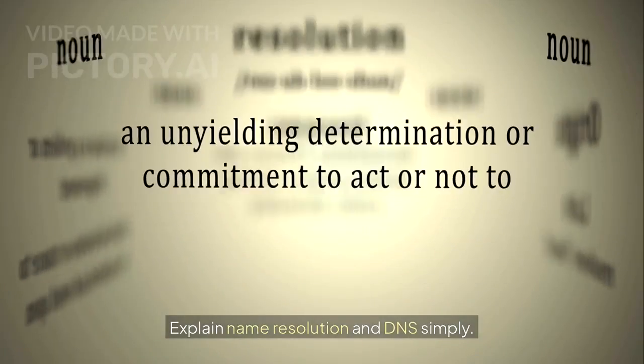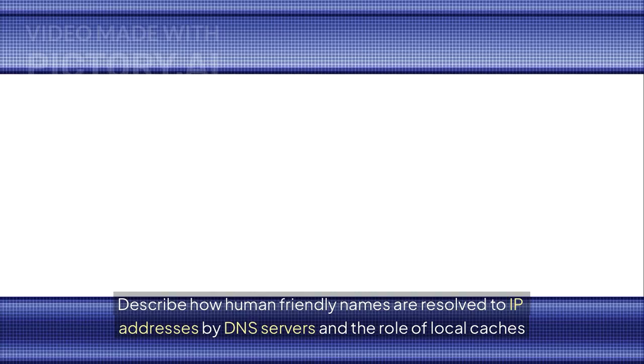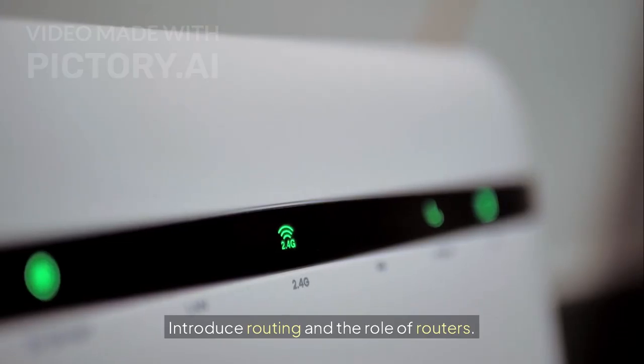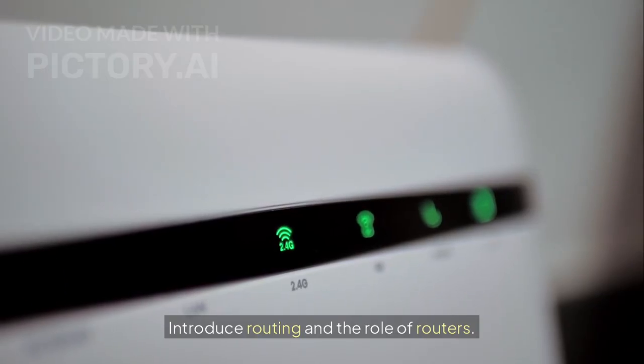Explain name resolution and DNS simply. Describe how human-friendly names are resolved to IP addresses by DNS servers and the role of local caches and public resolvers. Introduce routing and the role of routers.